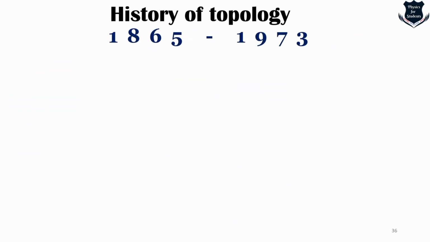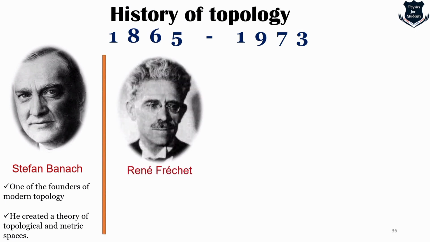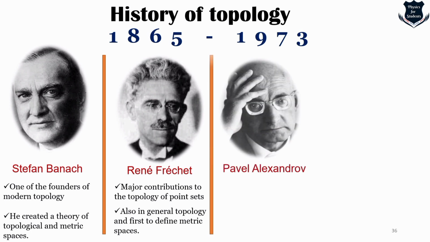So between 1865 and 1973, we find major contributions in terms of topology. Stefan Banach, a Polish mathematician, is generally considered one of the 20th century's most important and influential mathematicians. He was the founder of modern functional analysis, followed by René Fréchet, a French mathematician. He made major contributions to general topology and was the first to define metric spaces. He also made several important contributions to the fields of statistics, probability, as well as calculus.